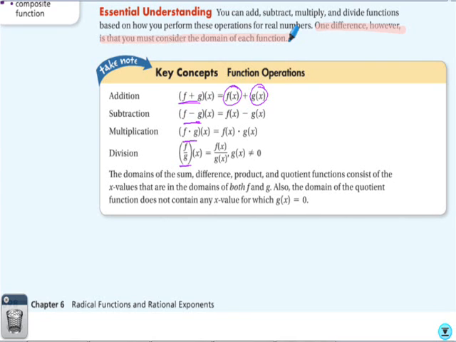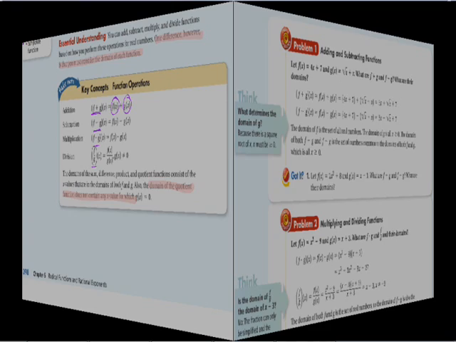We have to make sure the domain of a quotient function does not contain any x value for which the denominator, in this case g of x, would be 0. That'll make a little bit more sense as we start to look at these problems.